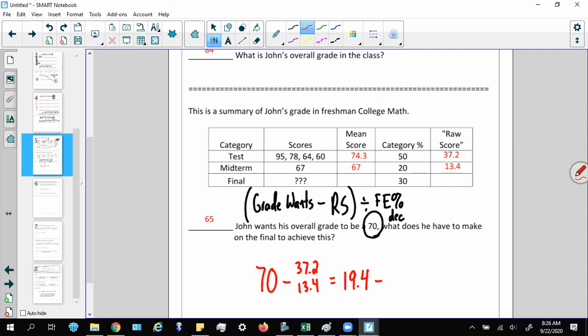19.4, and then I'm going to divide by the final exam percentage as a decimal. Remember, it was right here. So divide that by 0.3, which rounds to a 65. So the good news is he is already passing the class going into the final, so all he has to do is make a 65, and then he'll still pass the class. All right.